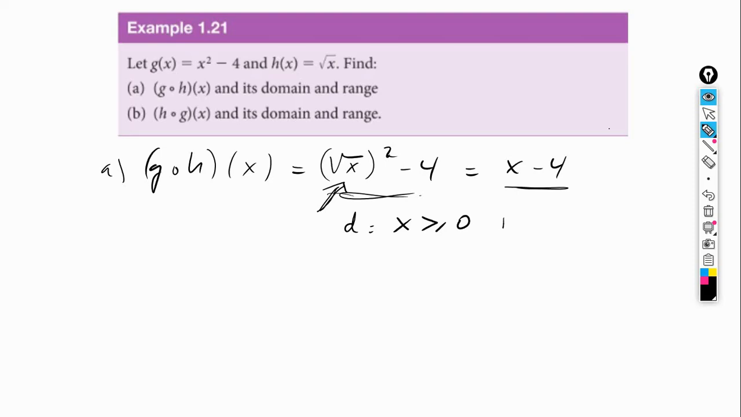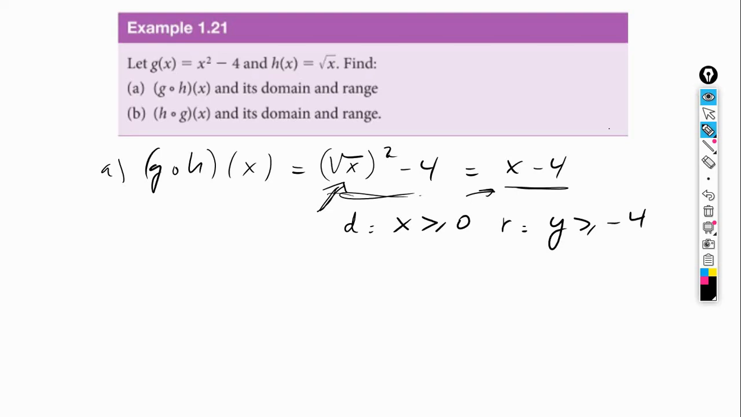Then the range would be the result of plugging in values in this function, for x values that are greater than or equal to 0. Notice that the lowest value would be negative 4 and after that it'll just keep increasing to infinity. Therefore, the range would be y greater than or equal to -4.